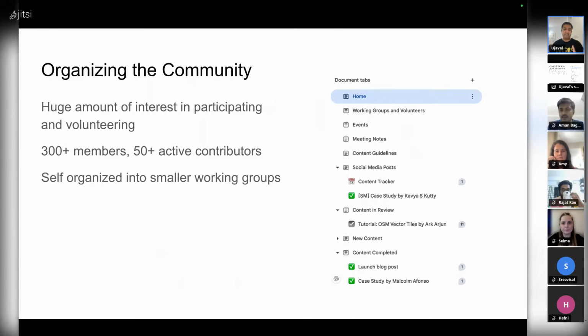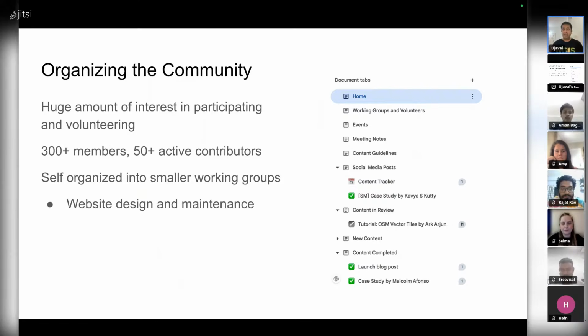Ultimately, we self-organized into smaller groups. We had a working group which said we'll design and set up our website. We had a group which said we'll source content, we'll review the content, figure out what content guidelines make sense for the website.